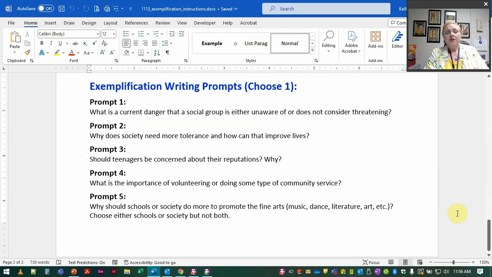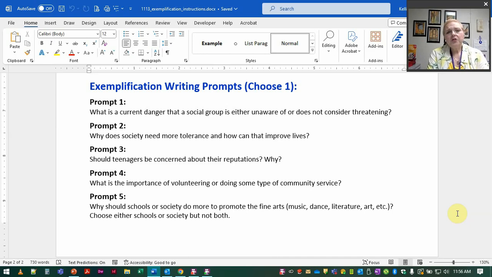So here are the prompts. You have 5 to choose from. The first one is looking at a danger to some group in society, and that group is either unaware of it, so you're going to argue in a way that says this is a problem and you should be aware of it, or they are aware of it but they don't really consider it threatening, and so your argument is primarily going to be showing them how it is threatening to them, right?